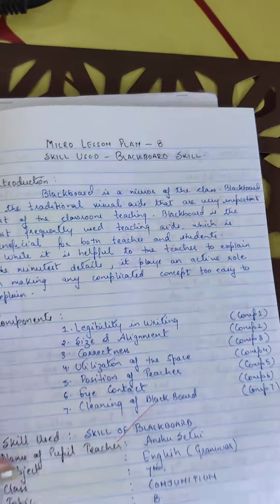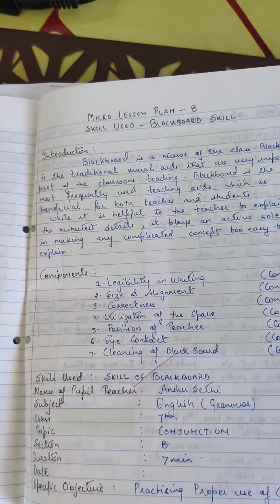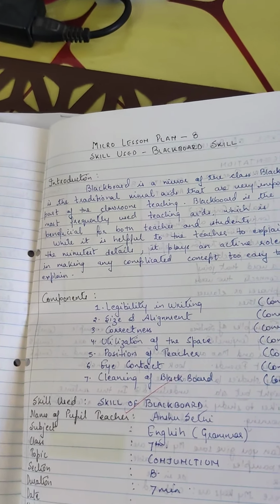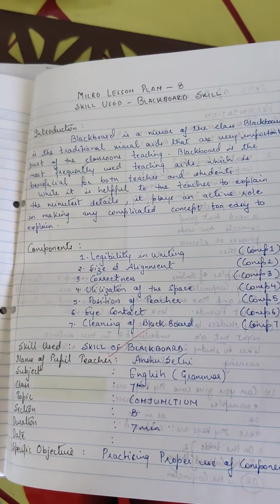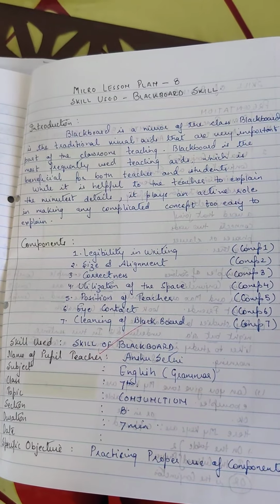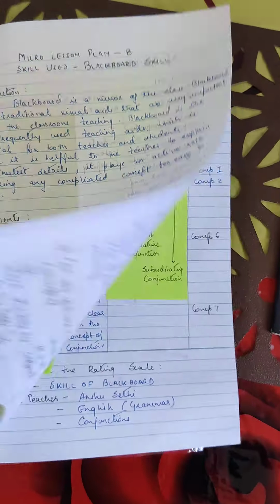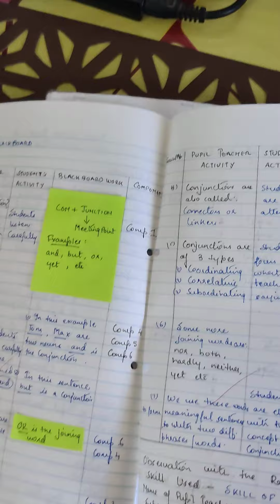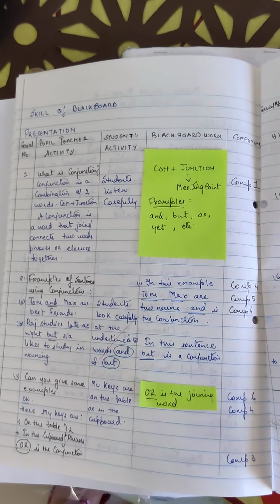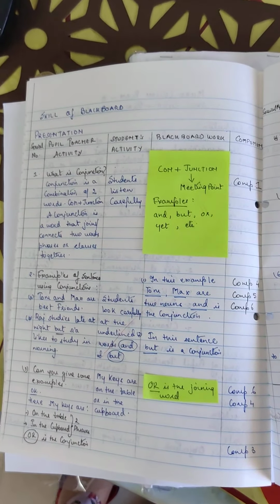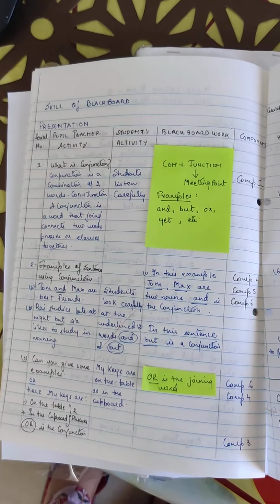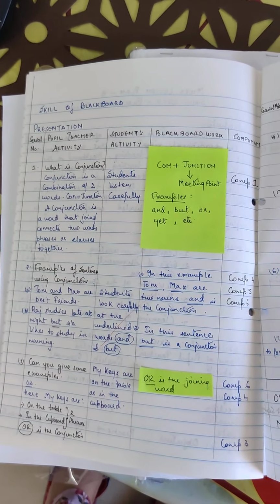Here is the last skill, that is the blackboard skill. This is a very important skill while teaching. It is important that the teacher should know the proper use of the blackboard. Components are written over here. In the blackboard skill, you need to add another column, which is the blackboard work. Here you can stick some miniatures to show what you are explaining on the blackboard, and accordingly you will write the components.